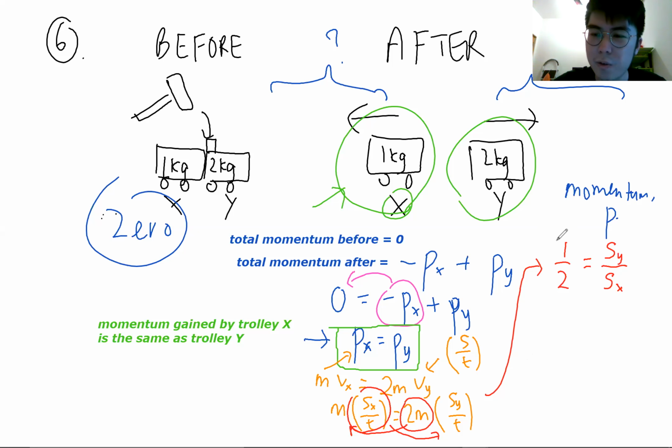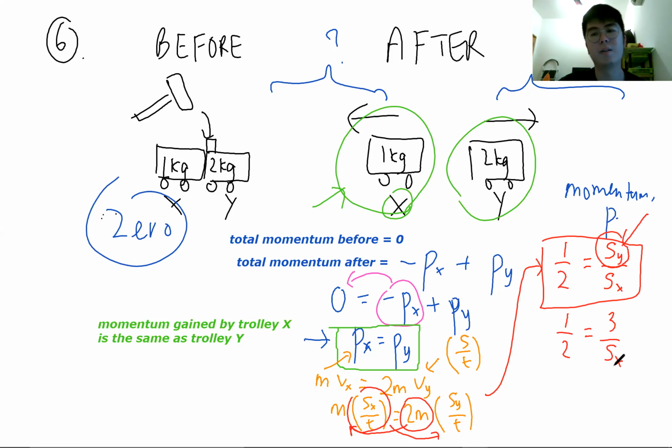So now this is the last step. Since I want to find the distance of X and given the distance of Y, this one is 3 meters. So 1 over 2 equals to 3 over distance of X. So distance of X equals to 6 meters. So the answer is A. Okay, this one is number 6.